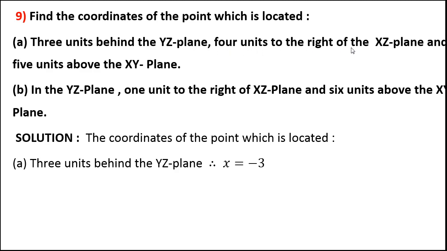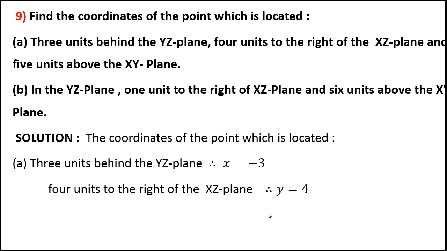4 units to the right of the xz plane. y coordinate 4 आलेला आहे. And 5 units above the xy plane. That means z coordinate must be 5. So this is how to find the coordinates of the point using the given information.